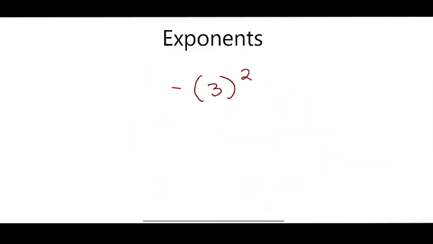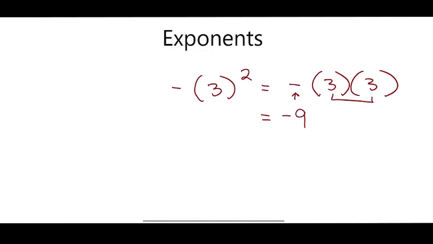Let's say you have something that looks like this. Negative 3 in parentheses to the second power. Well, that's negative 3 times 3. Well, I can do the 3 times 3, which is 9. And this negative sign is going to make it negative. So I'll have negative 9.